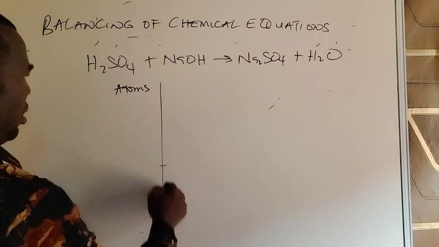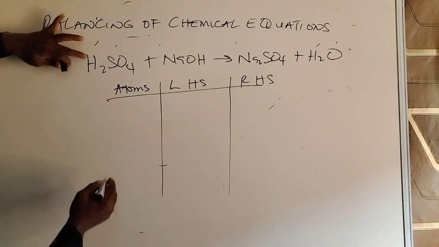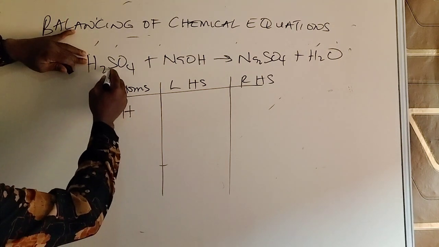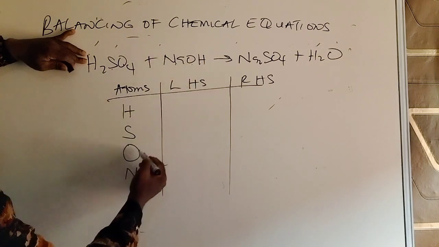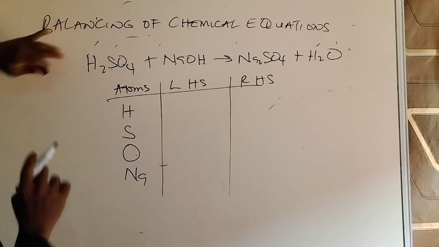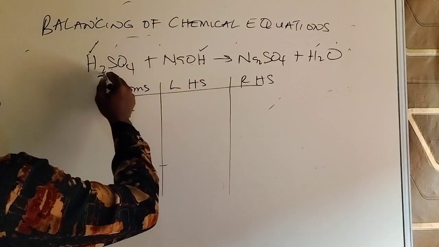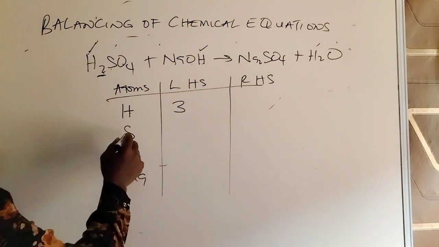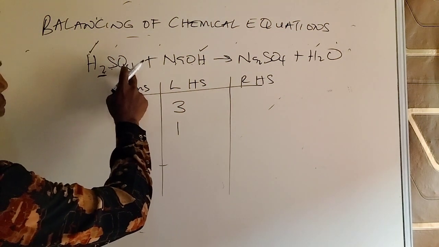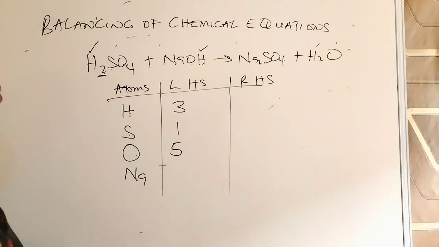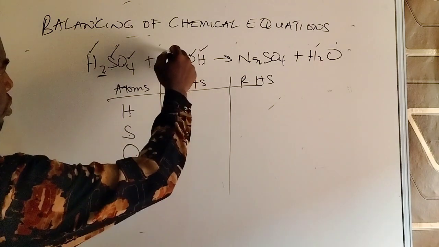Atoms, left hand side, right hand side. The first element here is hydrogen. Write the elements one by one. Sulfur, oxygen, sodium. Oxygen has appeared before, hydrogen has appeared before, so don't repeat them. So we now count. Hydrogen is 2 atoms here, and only 1 here. So 2 plus 1 on the left hand side gives you 3. Then sulfur is 1. Then oxygen, we can see oxygen is 4 plus 1, giving us 5. Sodium is only 1.